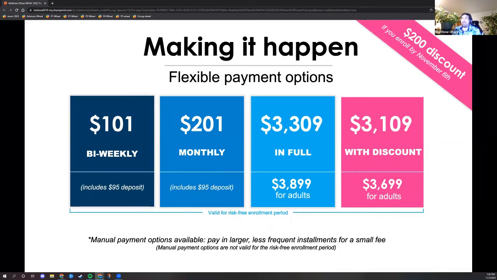You can also do a manual payment option where you pay a little bit now, a little bit later, a little bit now, and kind of change it up. It's totally up to you. There's a little extra fee that comes along with that. I just recommend the monthly payments, so you don't wait and then have it be a lot more all at once towards the end.